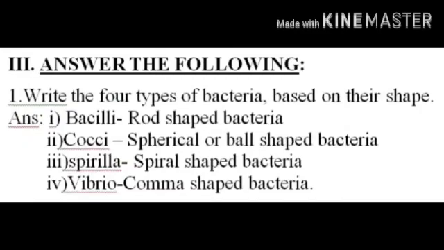Next Roman letter, answer the following. The first question, write the 4 types of bacteria based on their shape. The answer is bacilli, rod-shaped bacteria; cocci, spherical or ball-shaped bacteria; spirilla, spiral-shaped bacteria; vibrio, comma-shaped bacteria. The second question, what is microbiology? The answer, the science that deals with the study of microorganisms is known as microbiology.